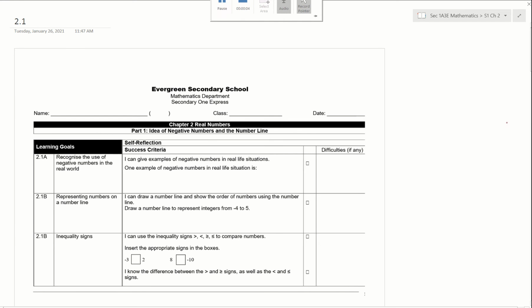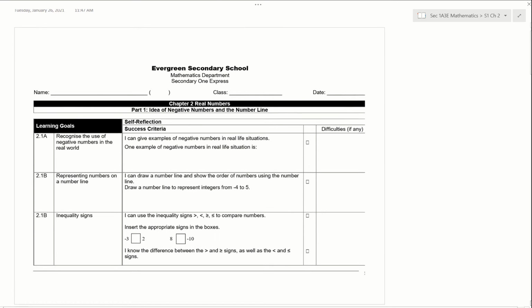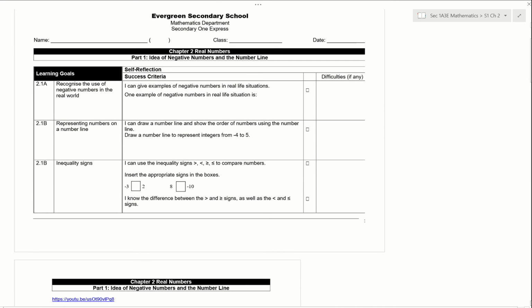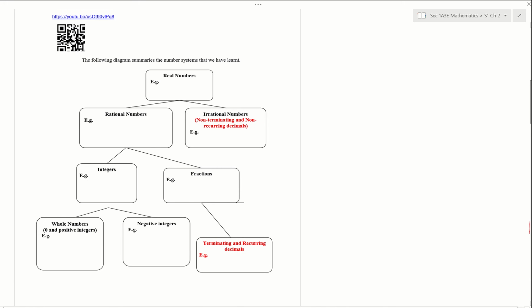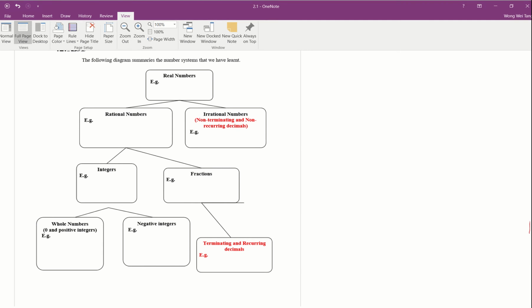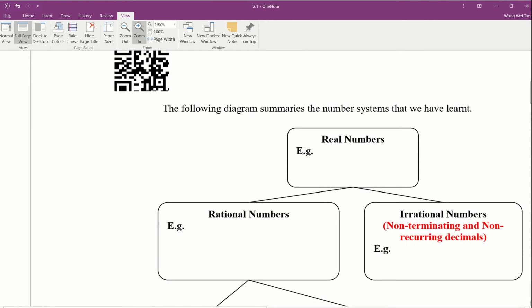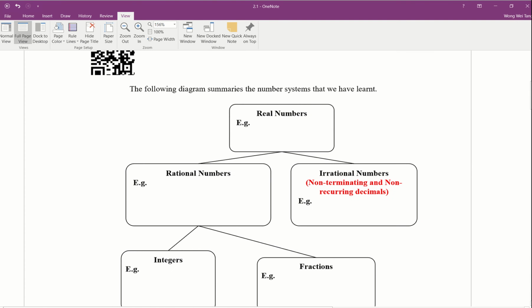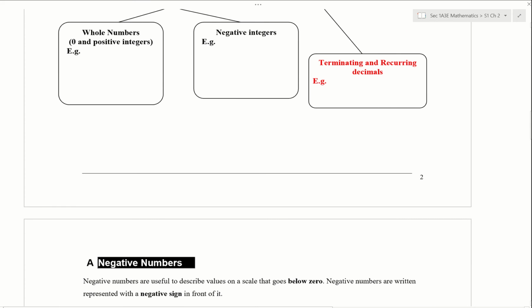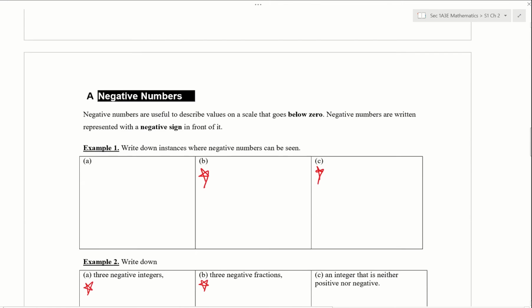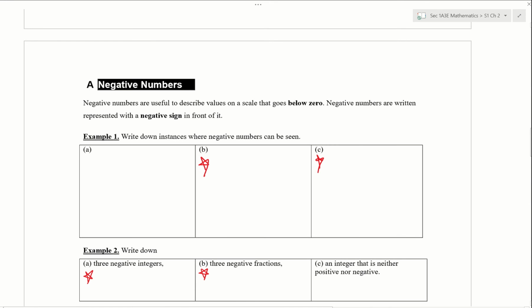So there are many different types of numbers. Okay, and here we have all these supposed to be filled up by you through the video about all the different types of numbers. Then the video introduced you to negative numbers.